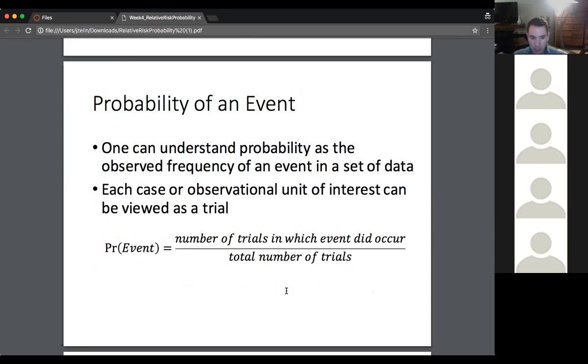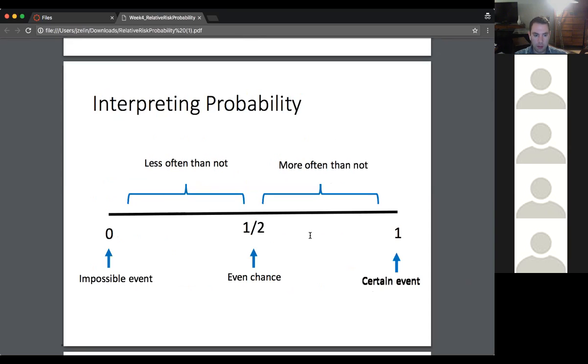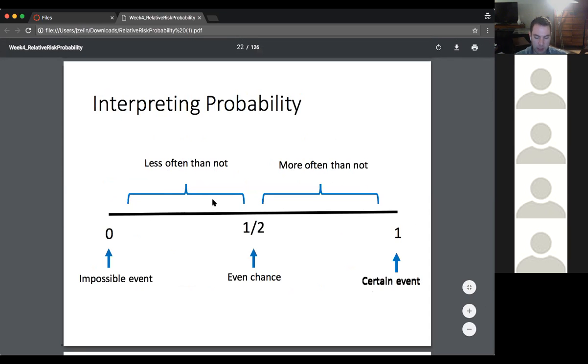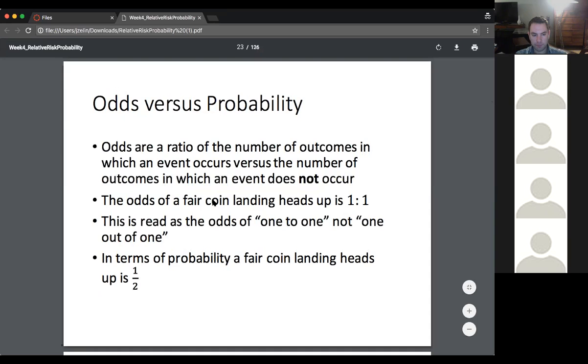And we can calculate that using this formula. The probability of an event occurring is, in the numerator, the number of trials in which the event did occur, or the number of successes, divided by the total number of trials. So here, like we said, we can have any number between 0 and 1, including 0 and 1, and we could have any number between those two numbers.